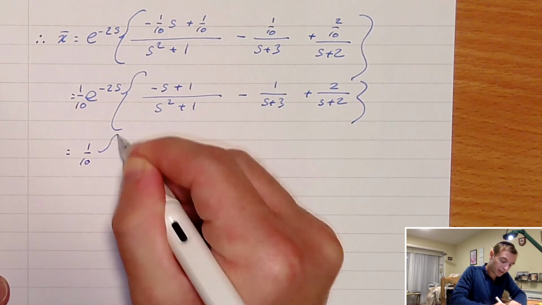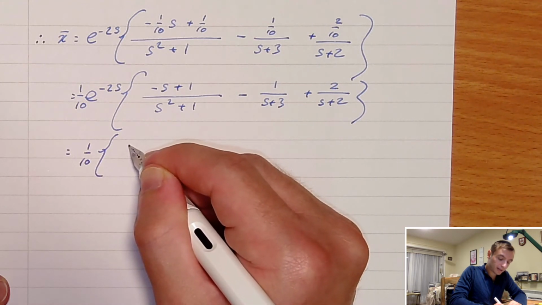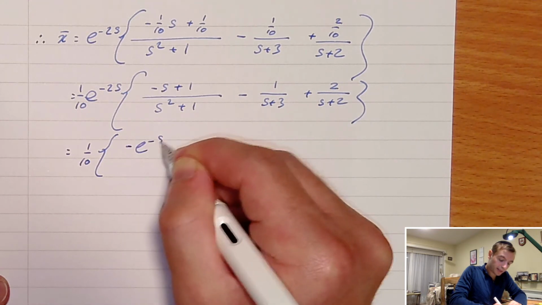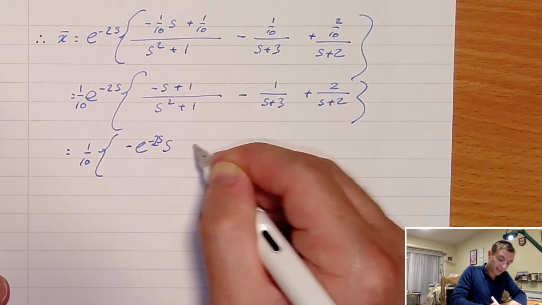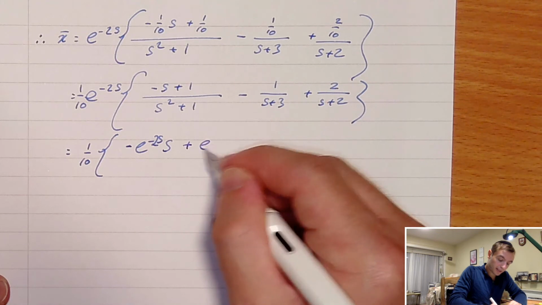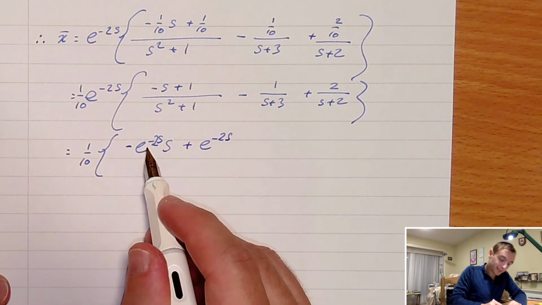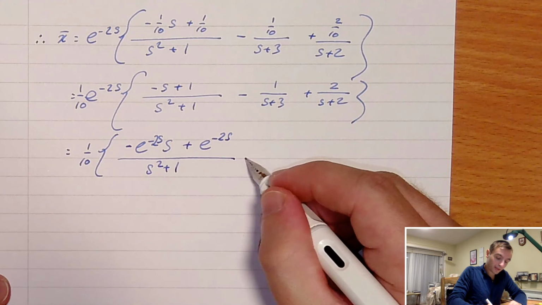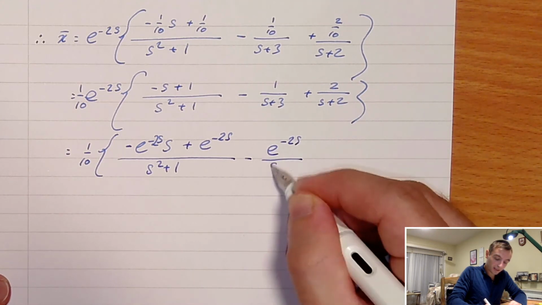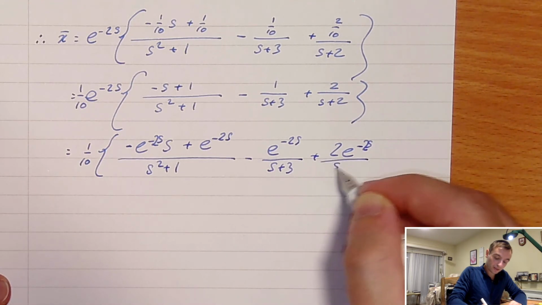So we can say 1/10 times minus e to the minus 2s s plus e to the minus 2s, all on s squared plus 1. Be very careful here. Is that right? e to the minus 2s. Yeah, okay. All on s squared plus 1, minus e to the minus 2s on s plus 3, plus 2 e to the minus 2s on s plus 2.